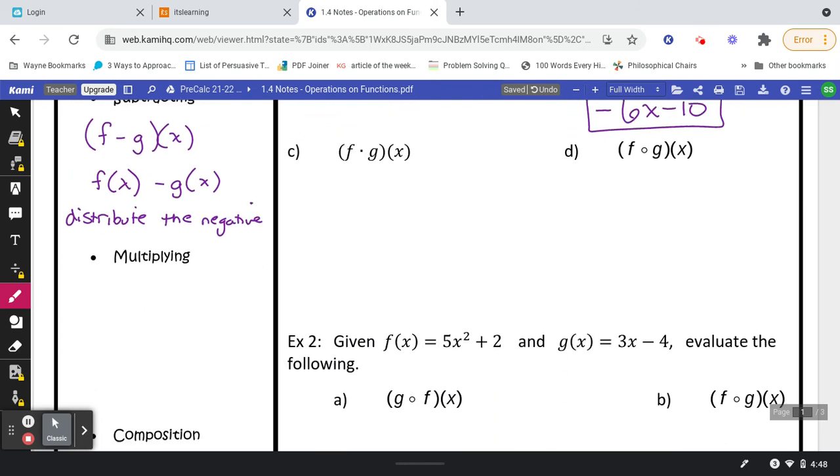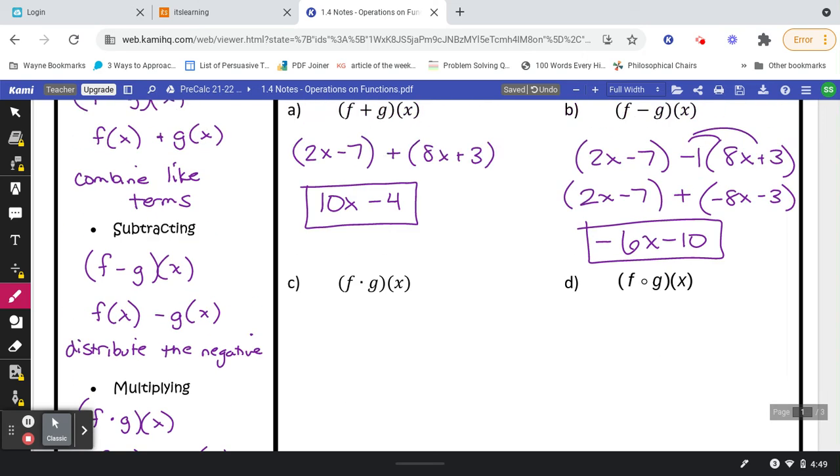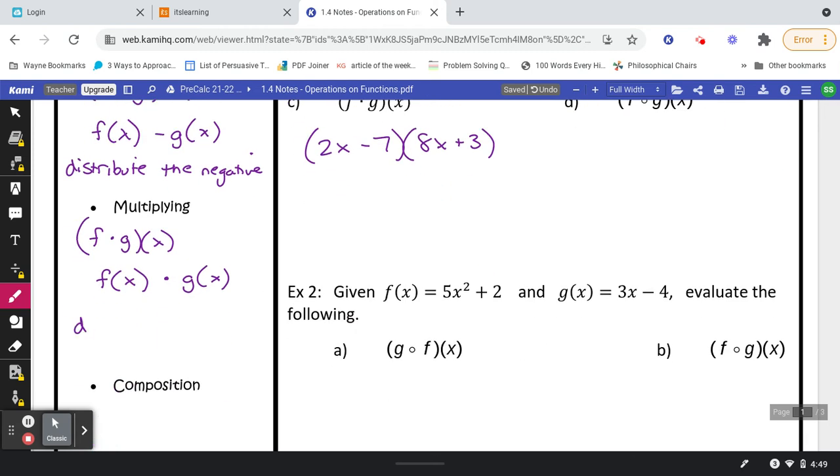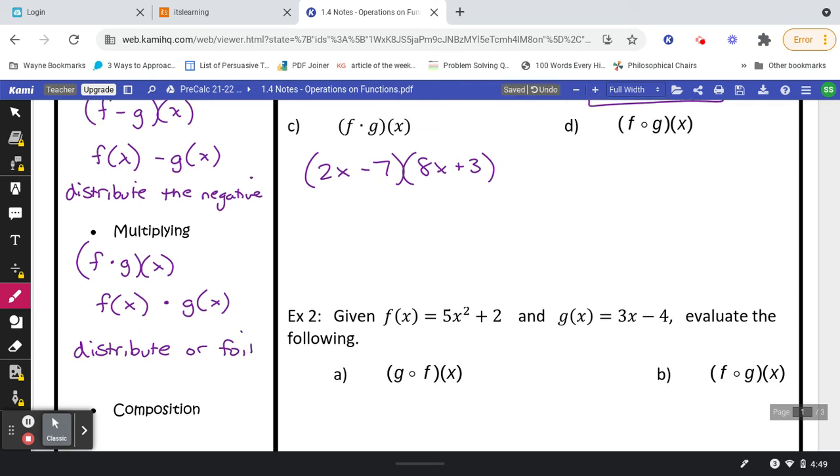All right, for multiplication, again, they could write it as f times g of x, or they could write it as f of x multiplied by g of x. And so we'll take these, and most of the time this is going to be either a distributing or a foiling problem. So this problem right here is a foiling problem. You're multiplying a binomial times another binomial.